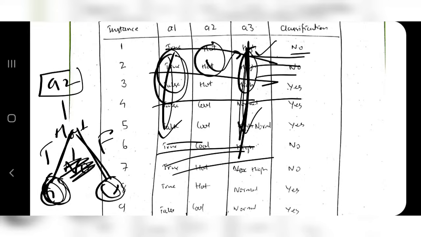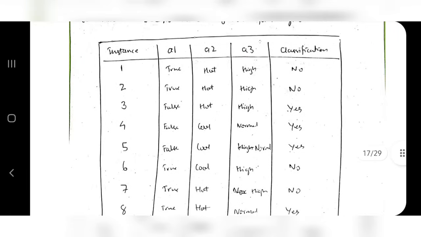If it is true and normal, in all the places it is no, that I'll see. If it is yes, in all the places it is no. For normal it is no, like that I will be writing. Okay, so this is what I'll be doing. Let's go through it. Same thing as the previous one.